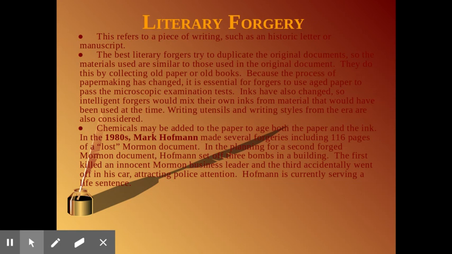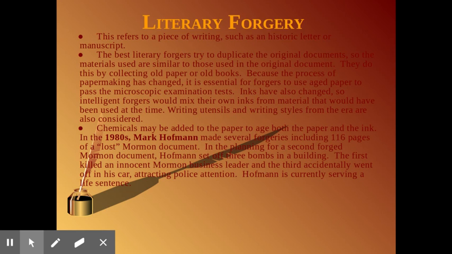Literary forgery. This refers to writing, like historic letters and manuscripts. These can go for a lot of money, so some people do try to forge these things. They usually try to duplicate the original documents on similar materials. So they might collect old books, and in some of those old books there would be blank pages in the back. That forger might be able to get some old paper like that because paper was made differently. And that would be an easy way to tell that it was a forgery if you had it on brand new white copy paper, right?